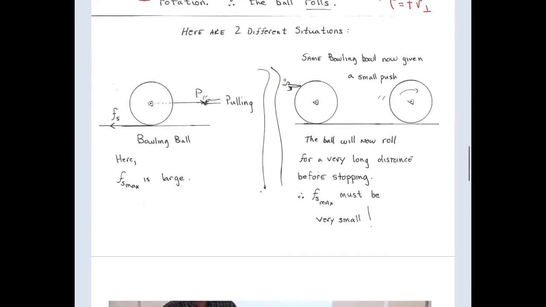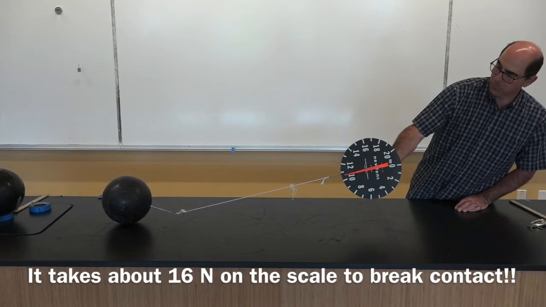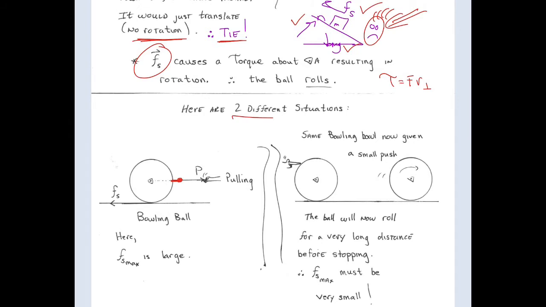Now, here are two different situations. Here I have a bowling ball with a little bolt drilled into it, and I have a string attached to that, and I'm going to pull the bowling ball. This pulling force passes through the axis of rotation. So the pulling force doesn't cause a torque, because there's no moment arm. That means this pulling force is not going to cause a rotation. This picture pretty much looks like the same thing as here: if I have a mass and I'm pulling on it, there's my static friction force, and I'm trying to break contact. So this block isn't going to roll, and this bowling ball is not going to roll.